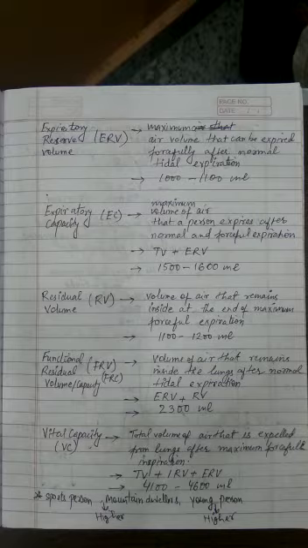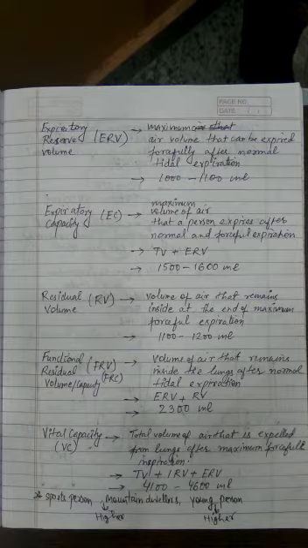So then after that, the extra air that we can throw out by maximum force, that is called as the expiratory reserve volume, and its value is 1000 to 1100 ml. So you can say 1 liter to 1.1 liter. And remember, the expiratory reserve volume is also called as the supplemental air. So remember, IRV is complemental air and the expiratory reserve volume is the supplemental air.